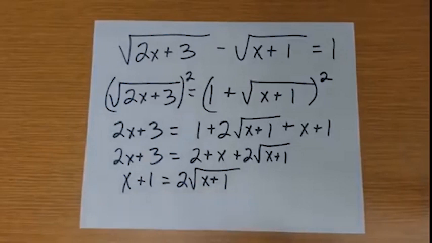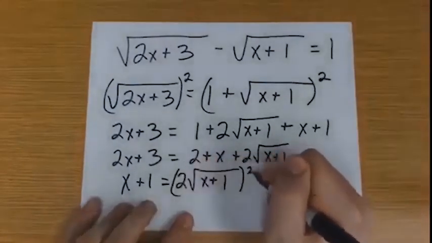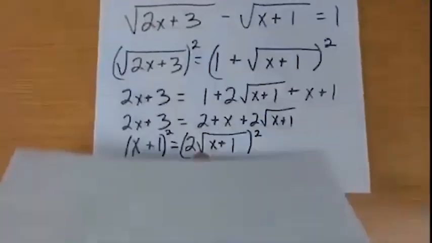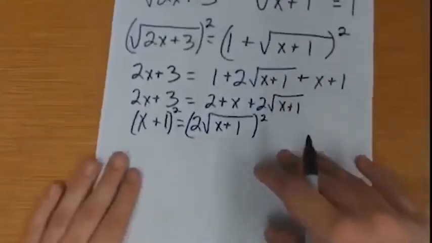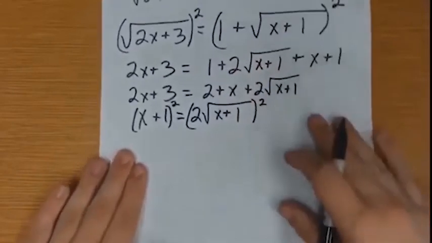We don't have to divide by 2 everywhere because we can just go ahead and square now. If it was 2 plus the radical, we wouldn't be able to just do that. That would cause us something with a radical still. But 2 times the radical, we can do that.